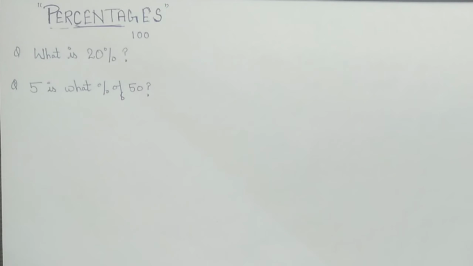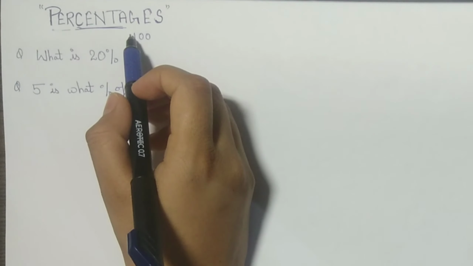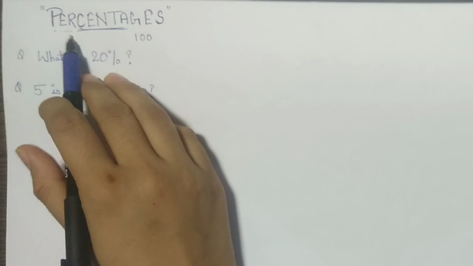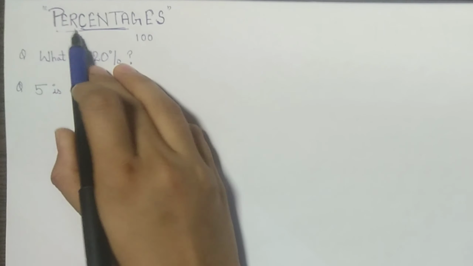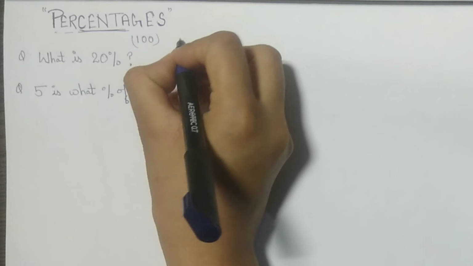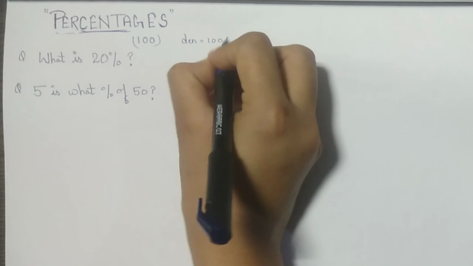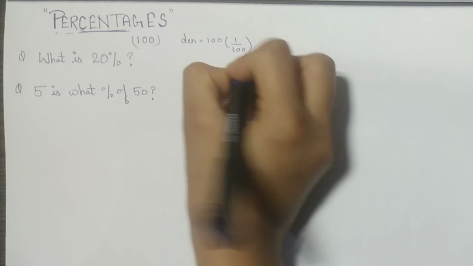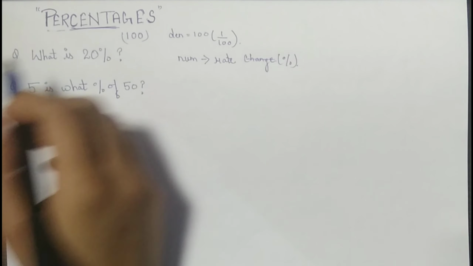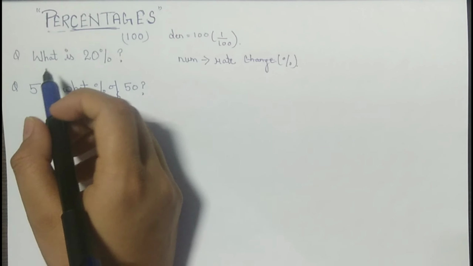Hello people, the topic which we are going to cover today is percentage. Let's understand what the name suggests. Percentage: "centage" means 100, which means the denominator is always 100, like 1 by 100. Let's understand the basic concepts with some basic examples.